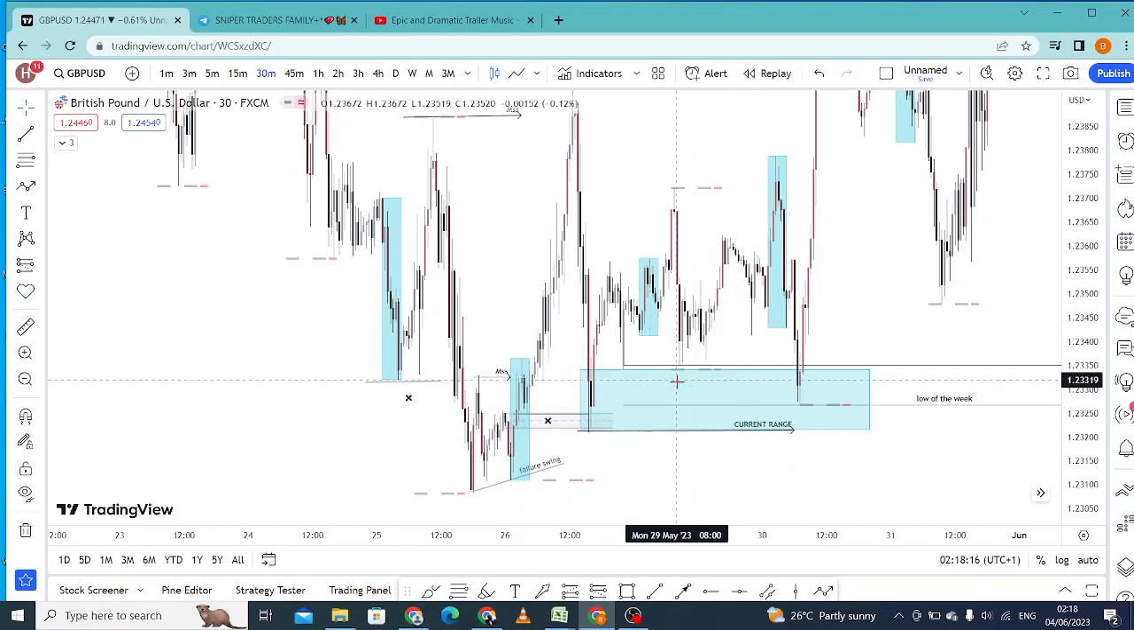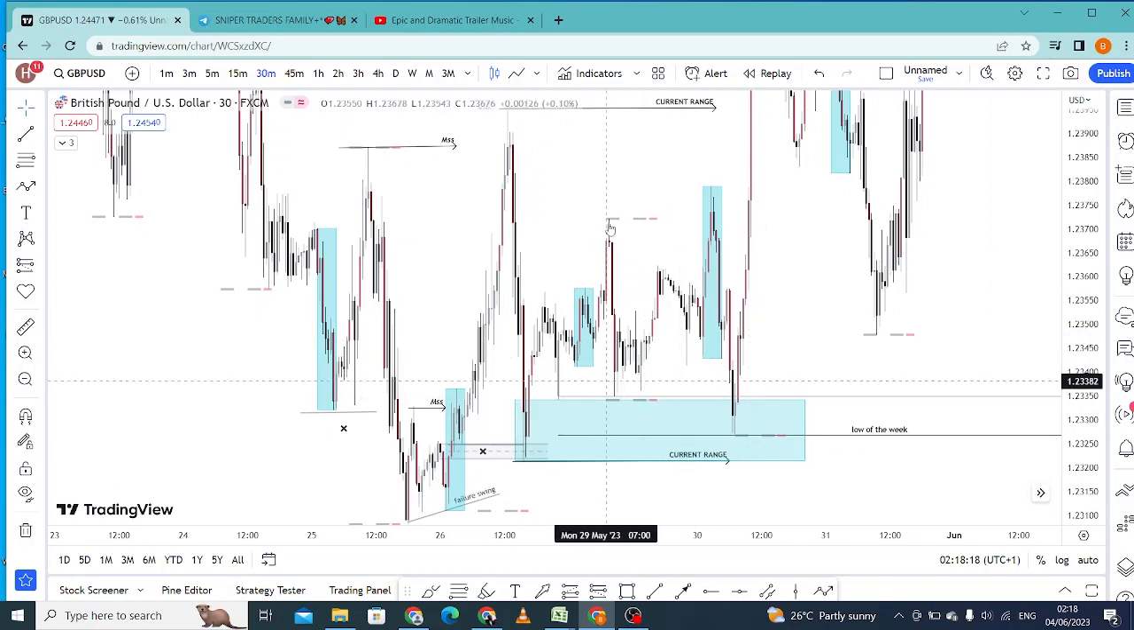Now look at what is staring at us here. So this is Monday. This is our London Q zone, New York Q zone, London close. So this was the whole of Monday's trade, and price couldn't go below the opening.